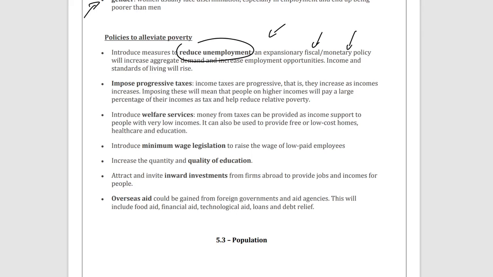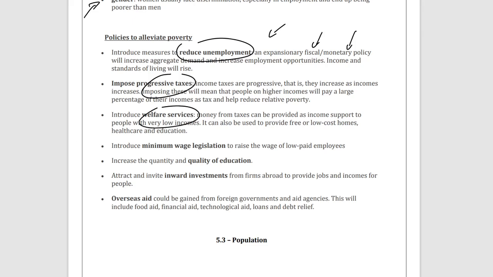Fiscal policy talks about government spending. When we talk about government spending, we can talk about investing in education. That will help reduce unemployment. Then impose progressive tax. This basically means income taxes are progressive, so the burden on poor people is not that high, meaning they have extra income to spend on other things.